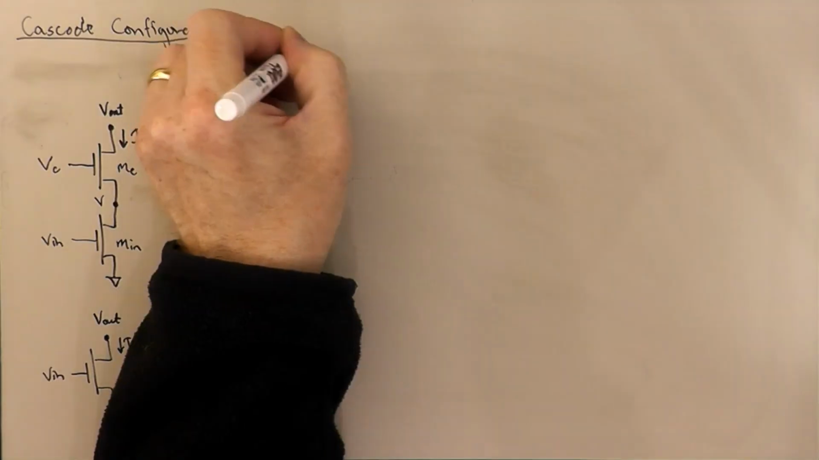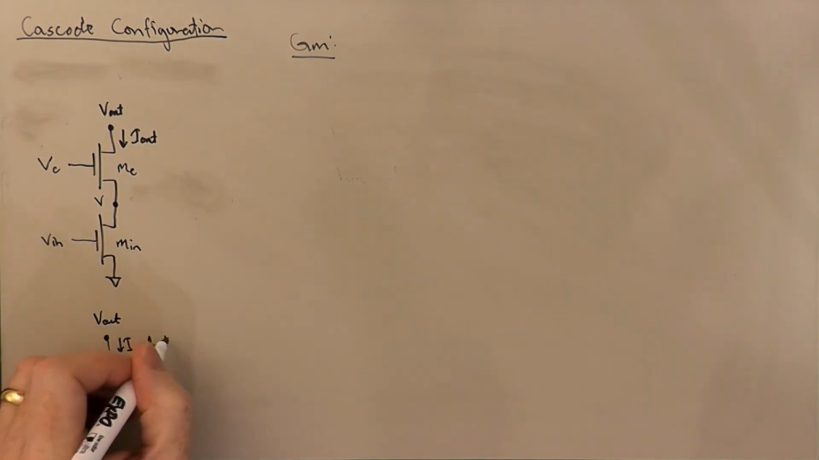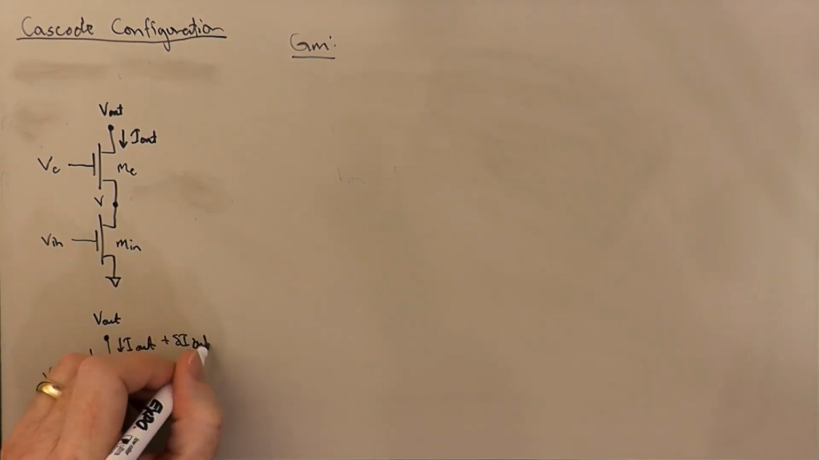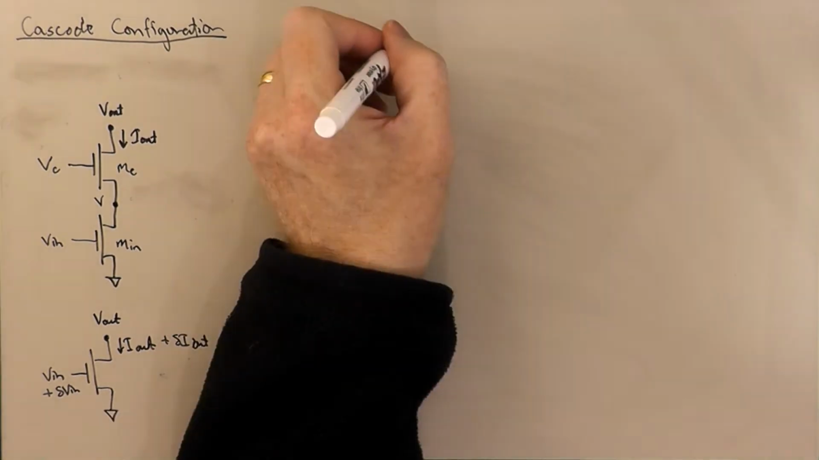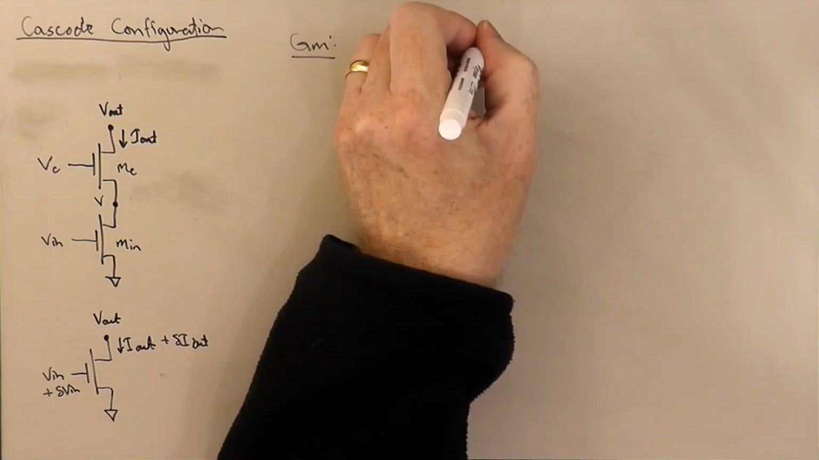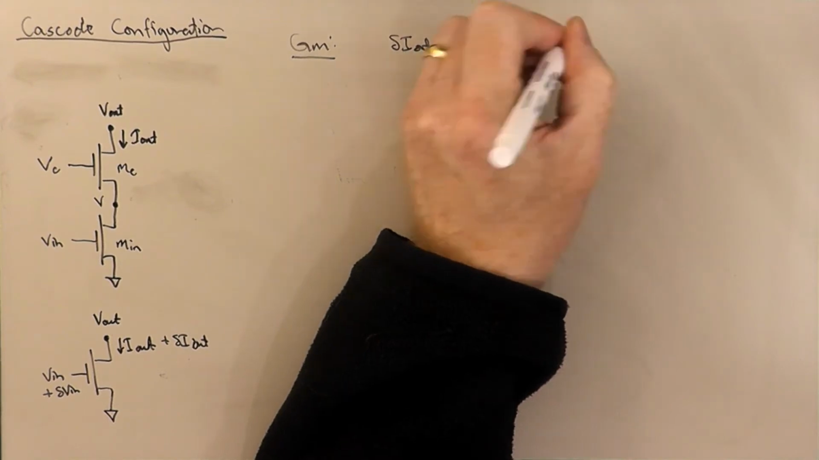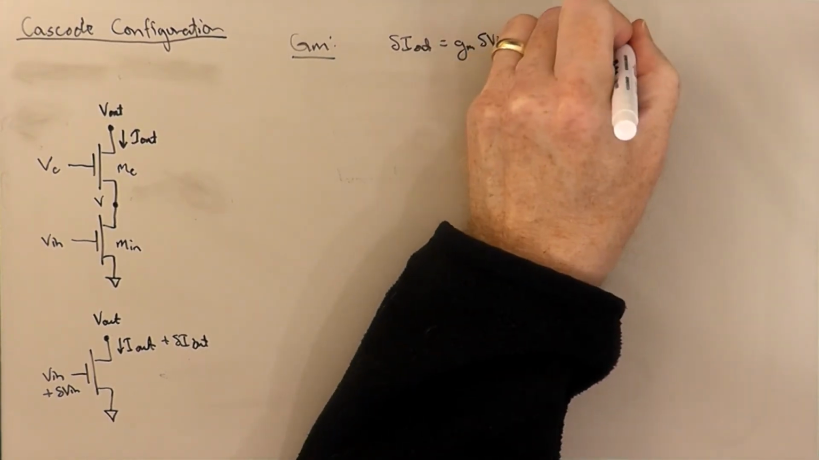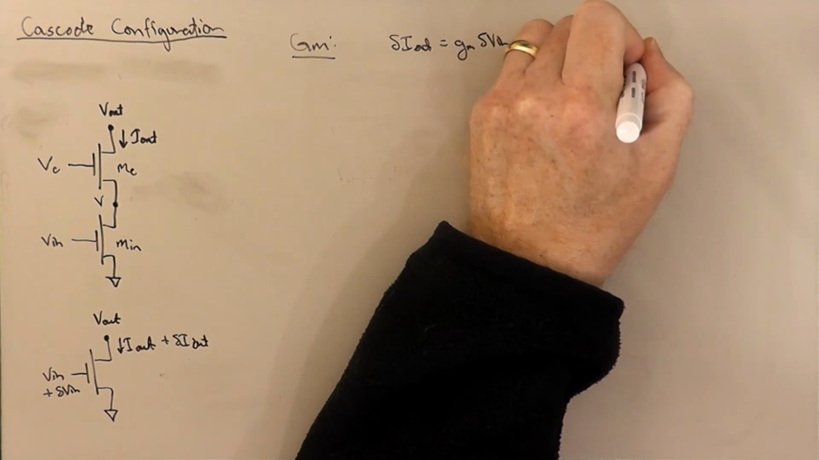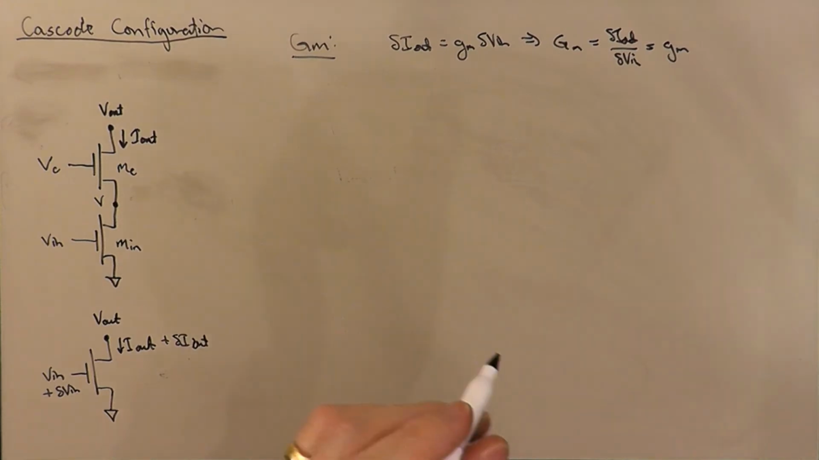So let's do the GM. For the baseline, we apply our delta V in, and that gives rise to an I out plus delta I out. Delta I out is equal to little GM times delta V in, and so the GM of the circuit configuration, delta I out to delta V in, is just little GM. That's the baseline.